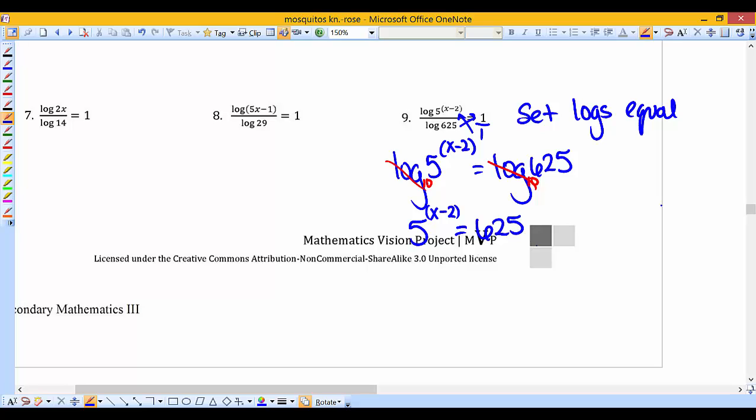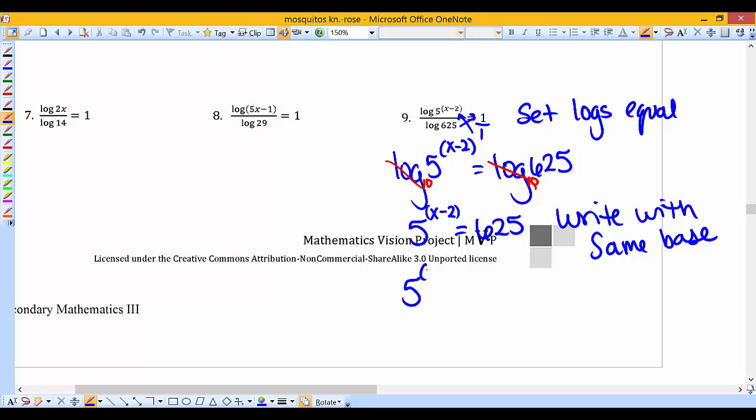Now I can't do anything with this right now. My next step is going to be to write these with the same base. You will not have to do this on 7 and 8 because 7 and 8 do not have exponents. Those will be very simple. Once you get the logs to cancel, it's going to be like number 6. But here you have an exponent.